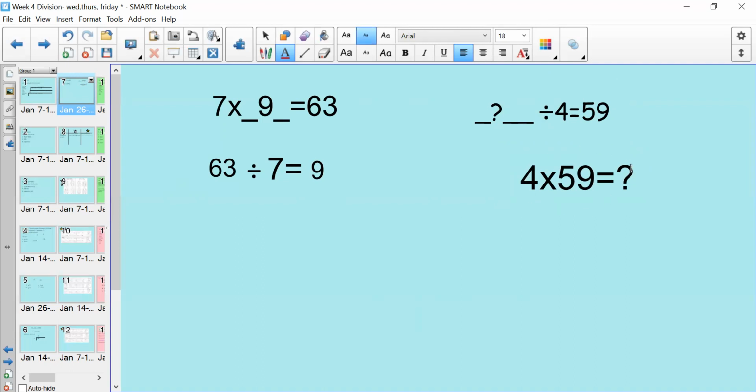So now you can think back to a few weeks ago when we used our multiplication in column method to work this out. So we'd have to work out 59 times 4. So we would stack up our columns. So we'd do 59 multiplied by 4.